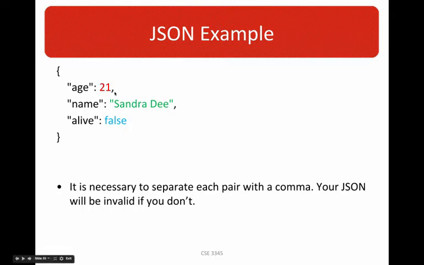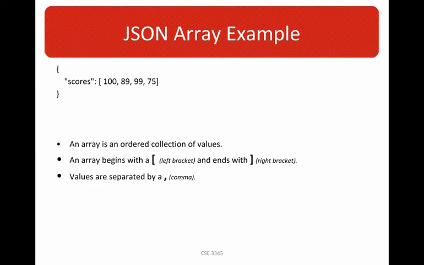If you omit these commas, you're going to have invalid JSON. So here we have an example with an array. Here we have a pair with name scores, and its value is an array. We denote that by a square brace. And as you can see here, it's an array of numbers. So we can have an array of Booleans, an array of strings, an array of arrays, an array of objects. That's all fine and dandy.